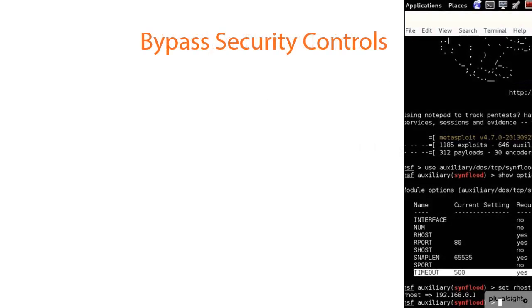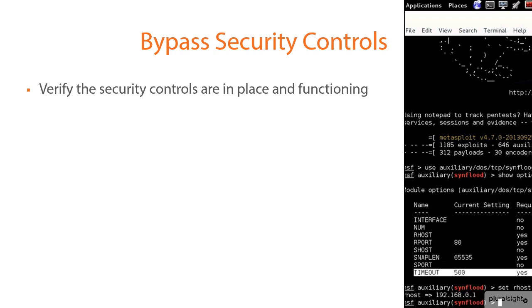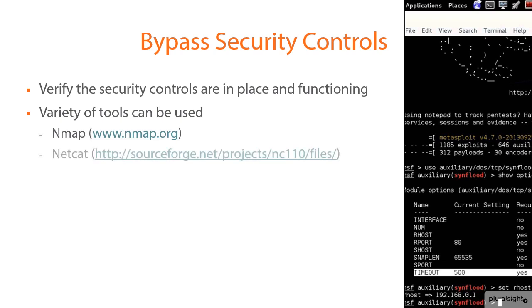So having said that, one of the first things that we'll do is try to bypass security controls. So we'll verify that the security controls are in place and they're functioning, and then we'll use a variety of tools to do that. And then once we've verified what they are and the fact that they're working, we try to bypass them. So a variety of tools can be used, and some of these we've talked about before. Nmap, Netcat, Metasploit is a great tool. There's both a free and also a paid version.